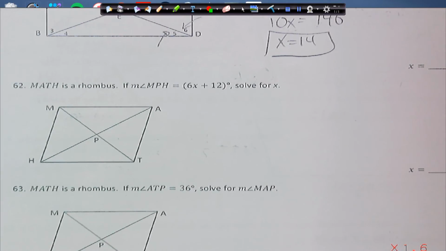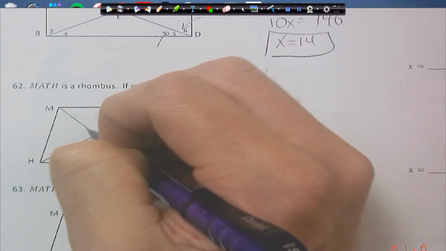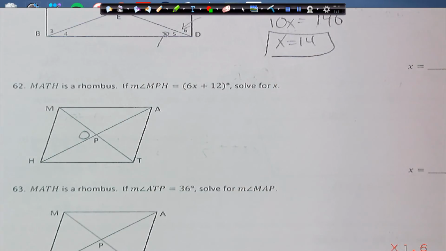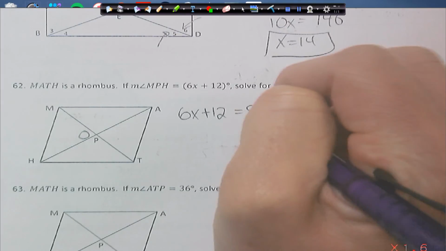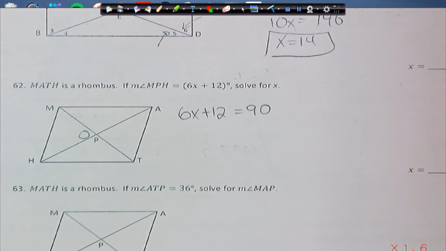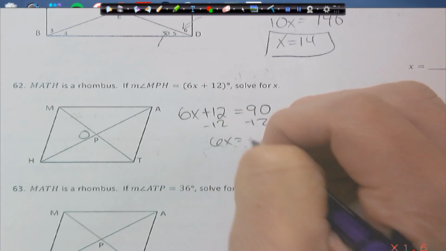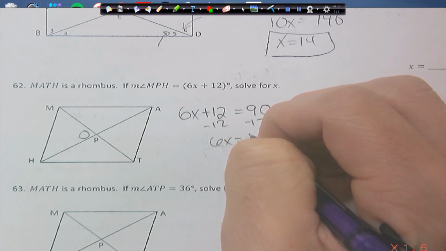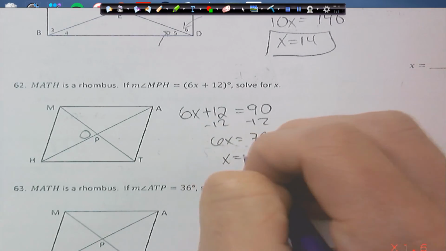62, MATH is a rhombus. MPH is this angle here. So we know that the diagonals are perpendicular, which means it's 90 degrees. So we set equal to 90, subtract the 12. 6x equals 78. And then divide by 6. And we get x equals 13.